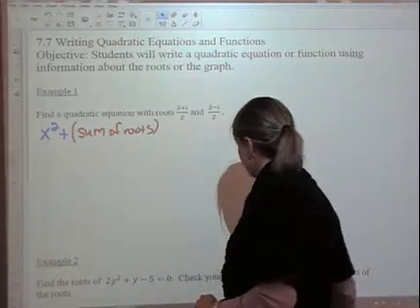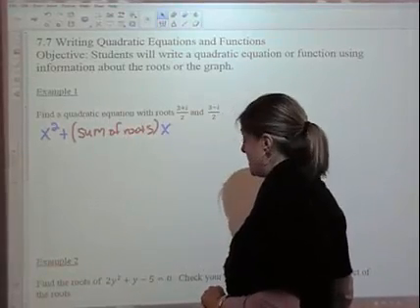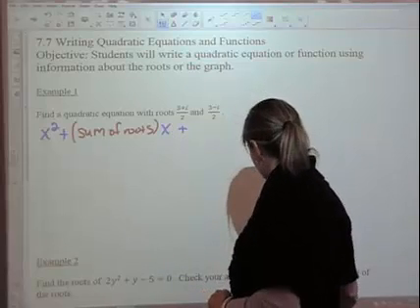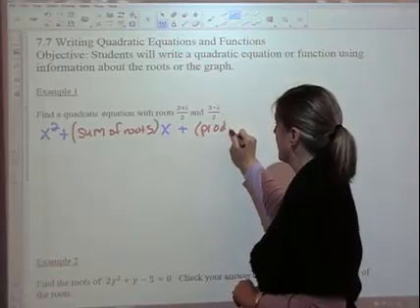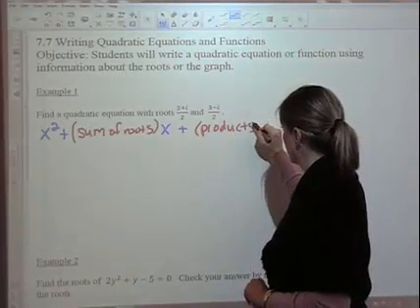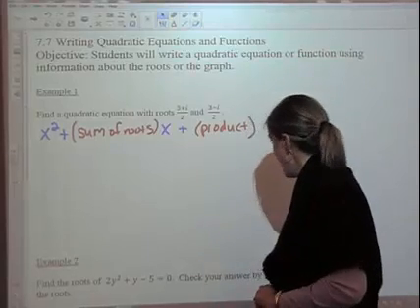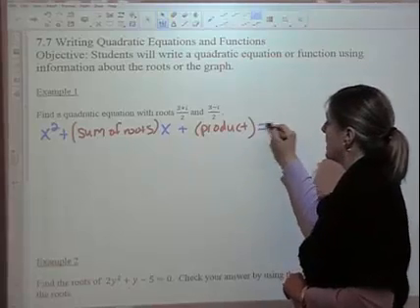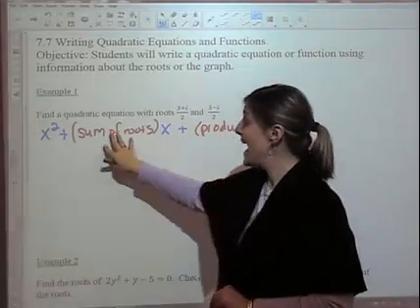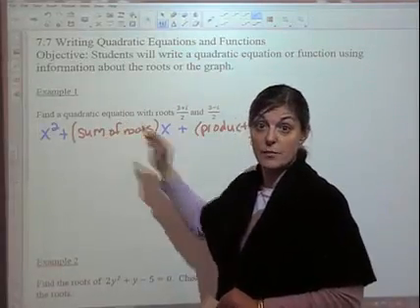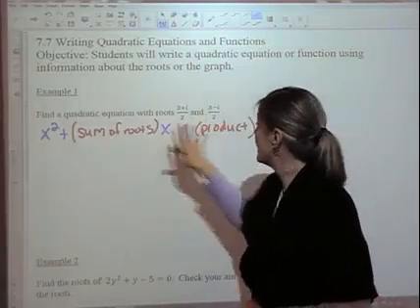times x. Remember when we were factoring, we were looking at the factors that would add up to that coefficient, and then plus the product of the roots. So again, when we were factoring, we were looking at what numbers are going to multiply to give us a product, to give this number, and add up to give us the sum for this number. Okay? So we already have those two numbers, so we want to figure out what these are going to be.